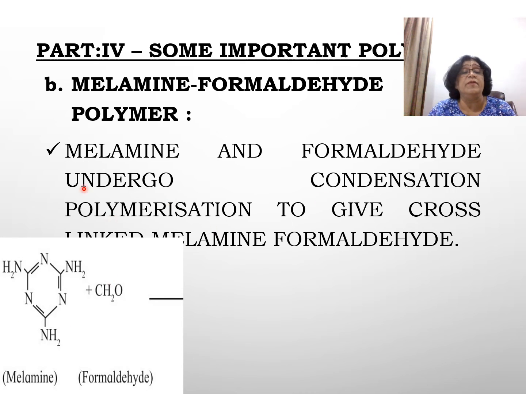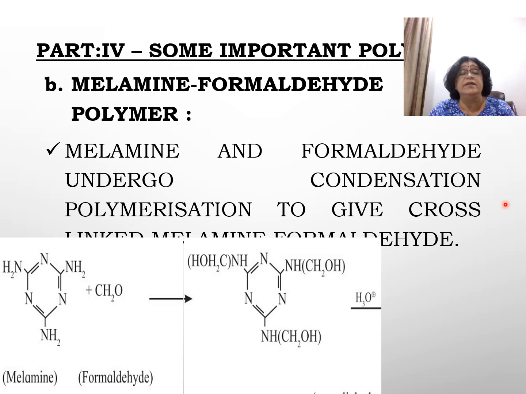So what is the formula of melamine? First you should know. It is again an aromatic ring like the benzene ring, but the only difference is that three positions of the ring are occupied by N, and three positions are occupied by carbon. And the fourth valency of carbon is satisfied by an NH2 group. So this is melamine. When melamine and formaldehyde condense, melamine formaldehyde resin is formed.